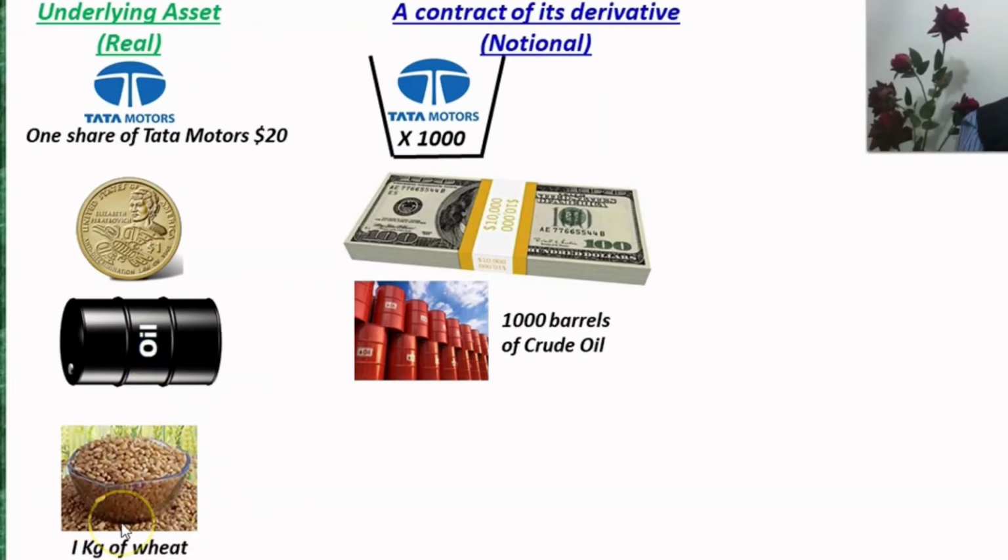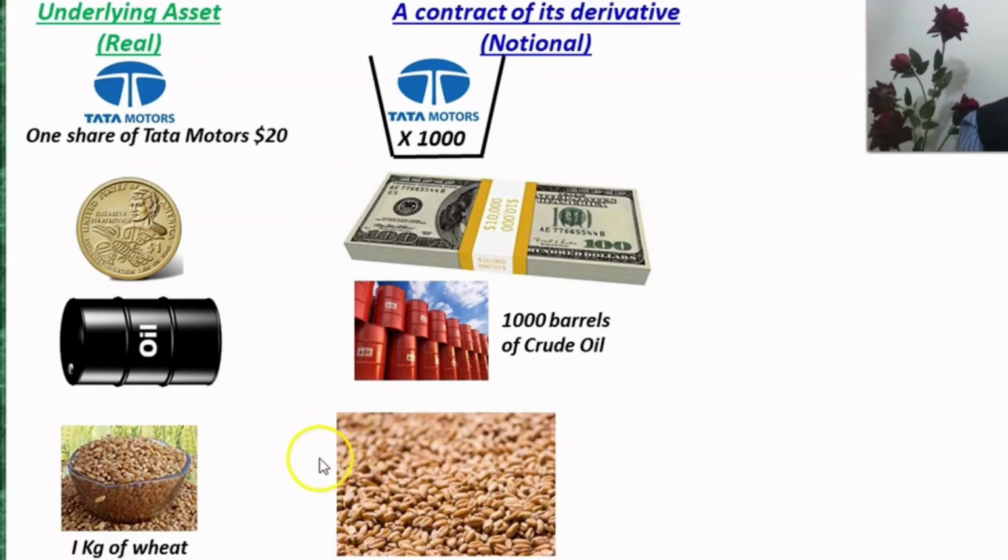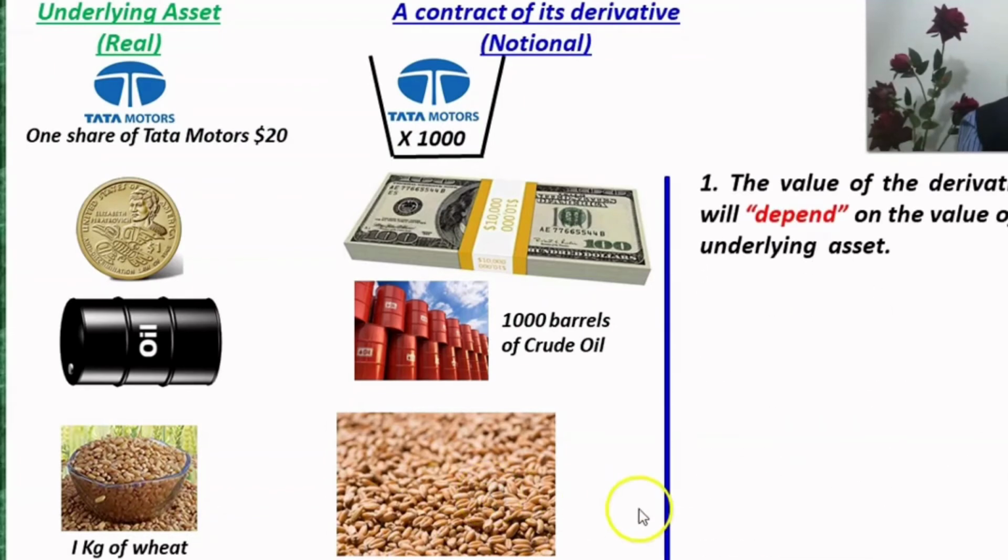Same is the case with another commodity, say grains or pulses. This consignment of 1 ton of wheat is a derivative of 1 kg of wheat. If the price of 1 kg of wheat changes, then the price of this consignment will change. So what you have to remember is that the value of the derivative contract will depend upon the value of the underlying asset. I have adequately explained this.